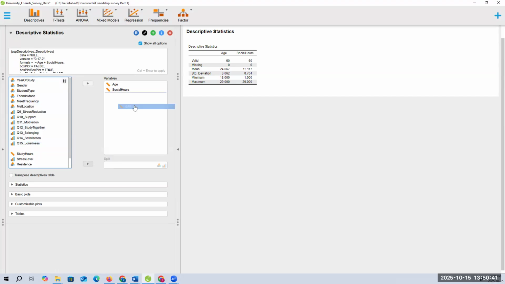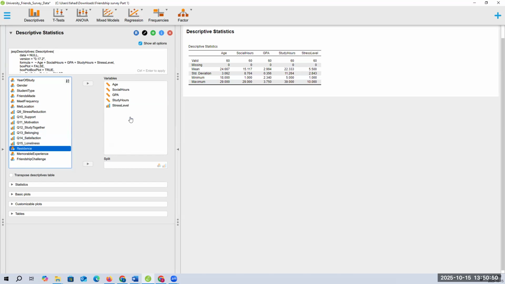GPA could be another variable, and study hours and stress level. Stress level, right. Stress level was, I believe, ordinal, but it's coded numerically. As you can see, we have 60 participants, and none of them were missing. Usually in survey data, some participants did not input data.